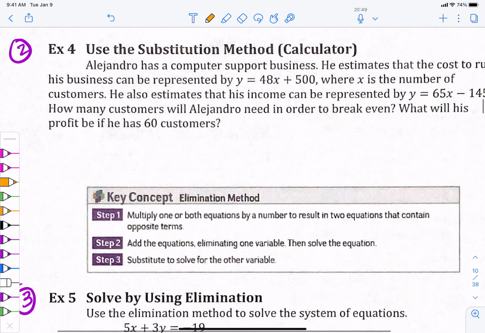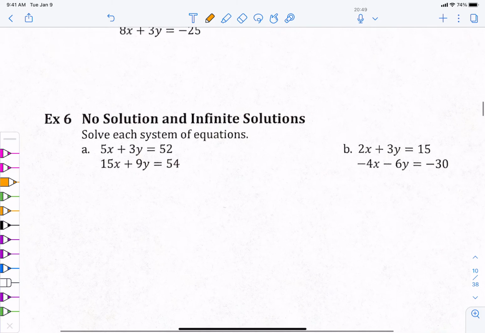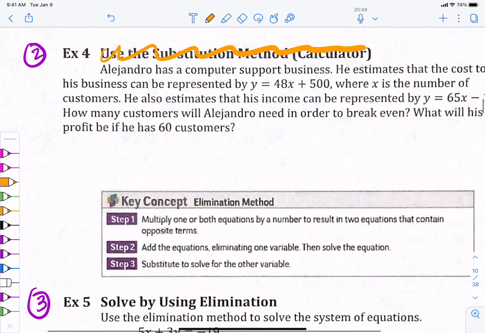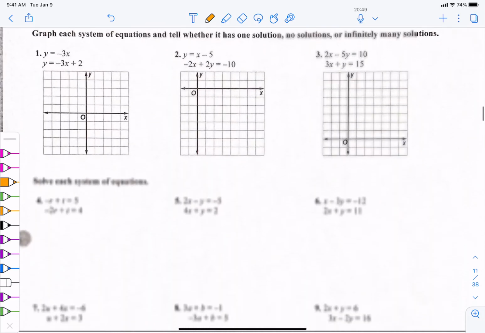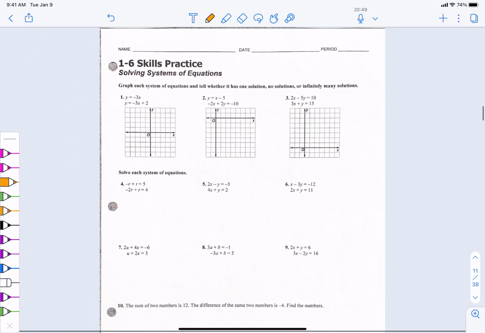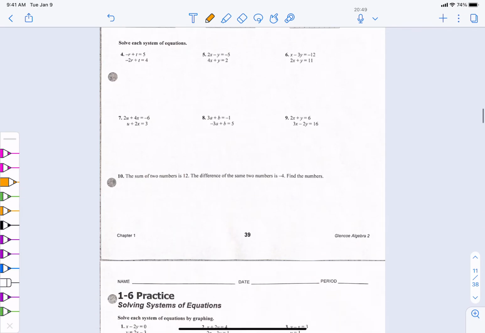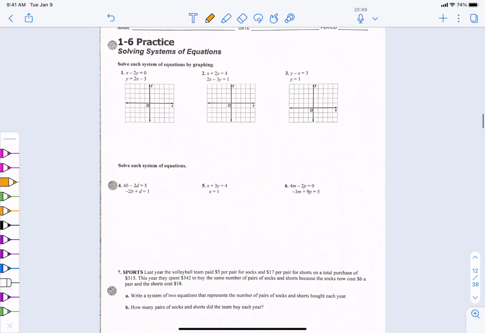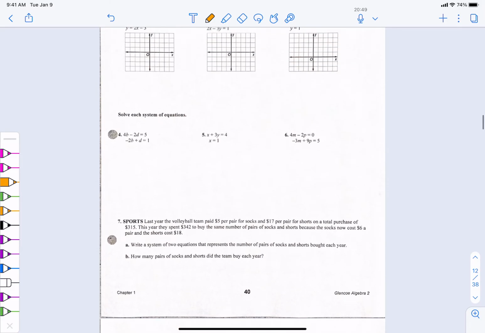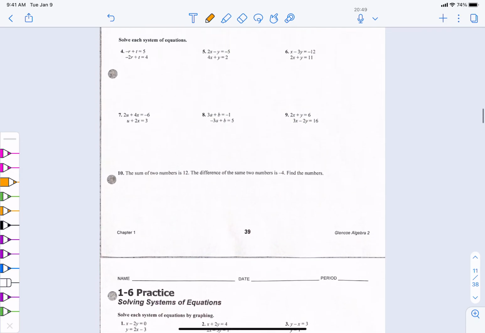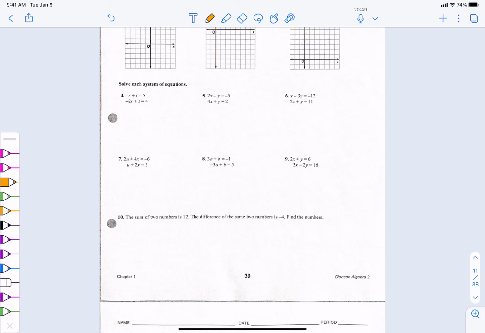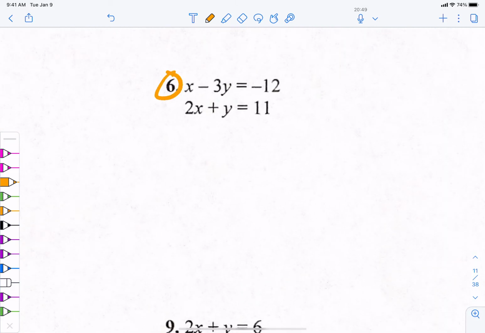Example 4, substitution method. Let's do something different. I'm going to give you an example, and I'm going to give you one of your homework problems, so we'll do one of your homework problems for you. Find the numbers. Solve each system of equations by graphing. Okay, we'll do number 6 because that'll be a part of your homework assignment.